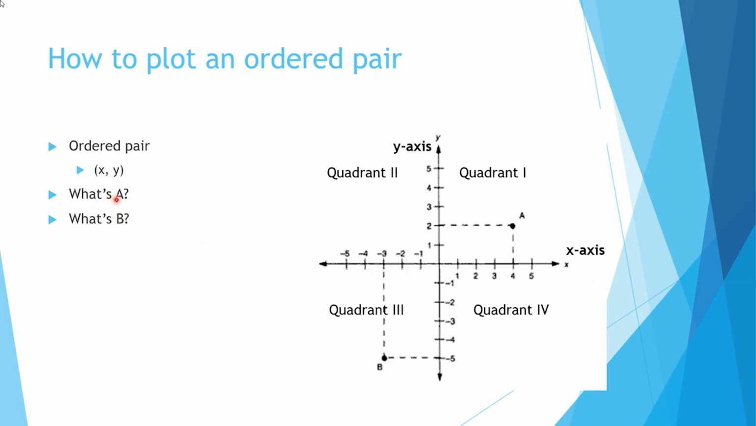So what would be point A? Point A is over here. What you would do is start at the origin, that's 0, 0, and you just see what lines up. You travel over 4 and up 2, and you're there at that point. So that would be 4, 2. I'll write that in there.